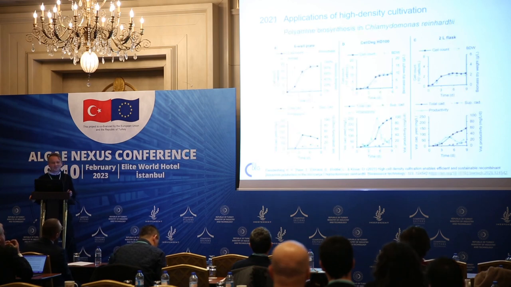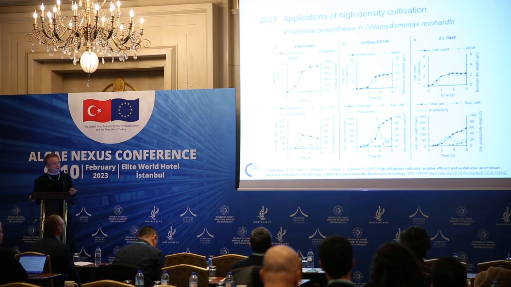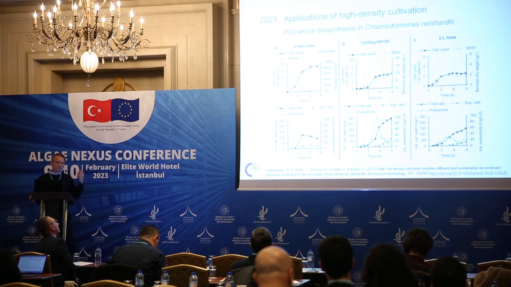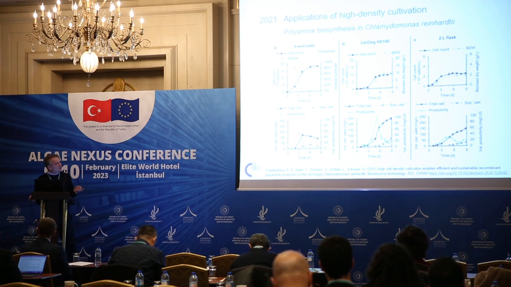And here is Olaf's paper from 2021 where they compared the high density cultivation also with other methods for the production of polyamine. And what they found here is that they got a medium to grow them up to 20 gram cell dry mass. Here in this case, they went only up to 10, but if you see the productivity of cadaverin in the CellDEG systems, it went up to 100 milligram per liter a day, and was the highest productivity they saw also in all of these systems.